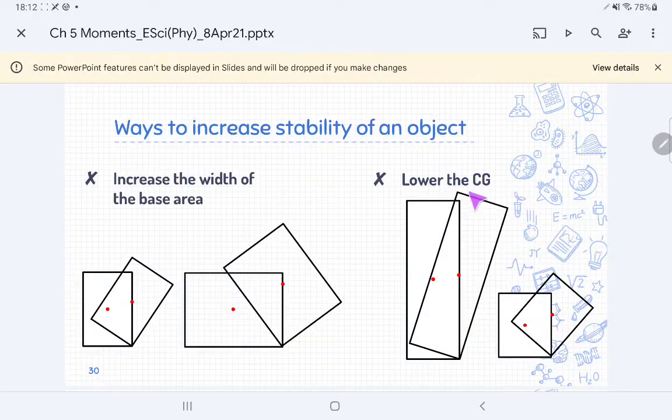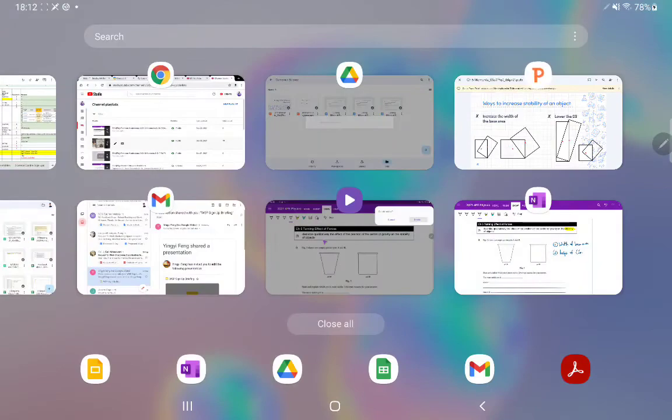A lower center of gravity is the other factor. You can see these two objects have the same width of base area, but one has a higher CG than the other. With the higher CG, it's so much easier: just a small angle to tilt it before it crosses the pivot and results in a moment that will cause it to topple over. Whereas in this one, the lower CG makes it more stable. So these are the two factors: increased width of base area and lower CG.